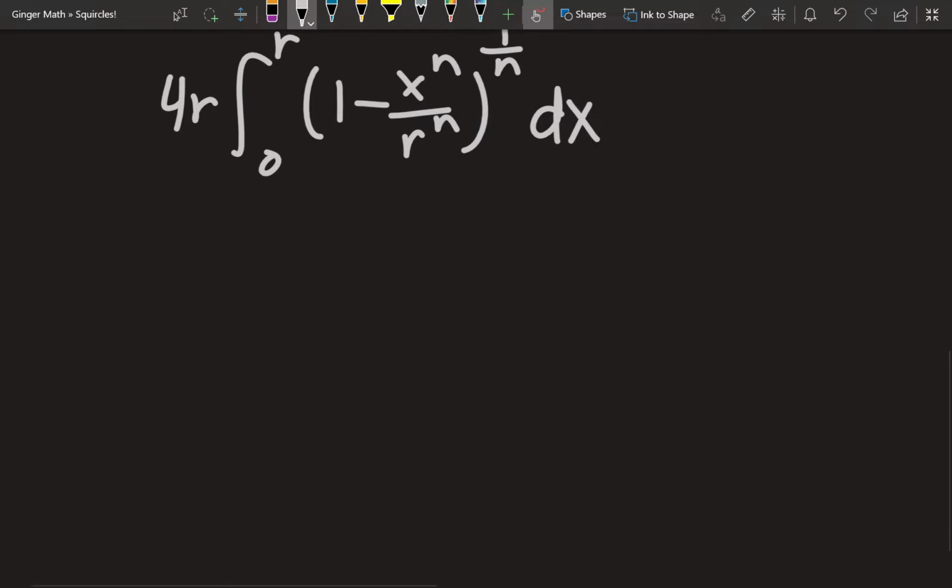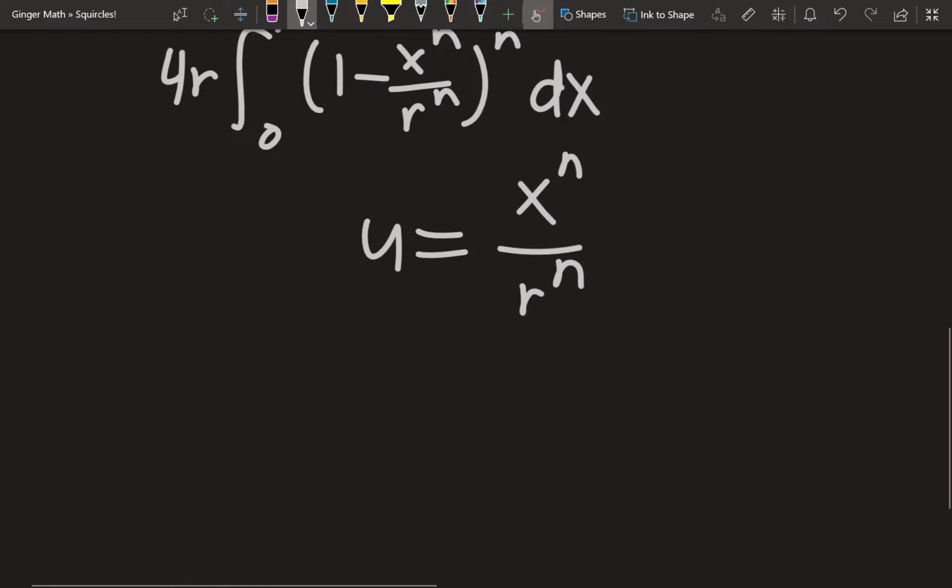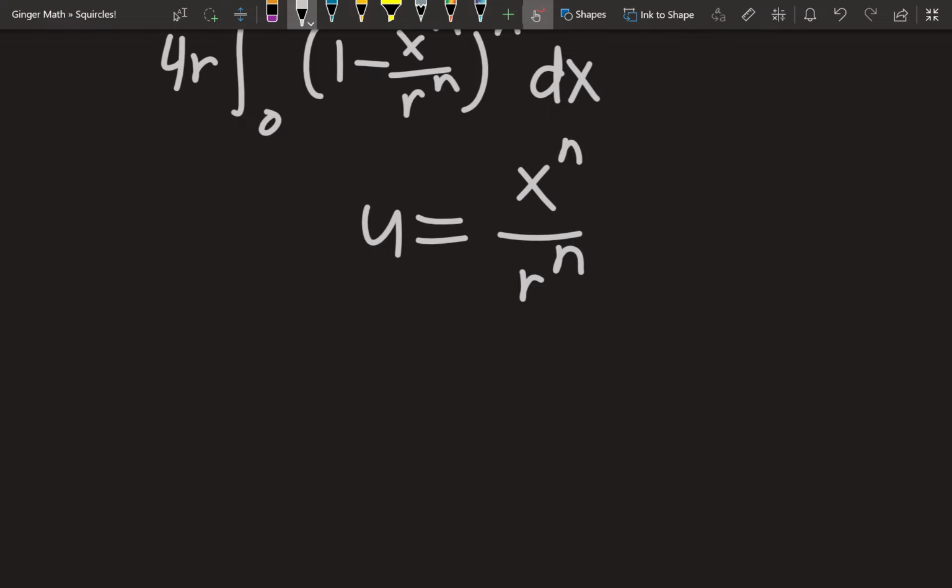I'm actually going to do a u sub for u equals x to the n over r to the n. The whole point of this u sub is to allow us to use the beta function. What we're going to do essentially is use this beta function to put our area of a squircle in terms of factorials. So yeah.